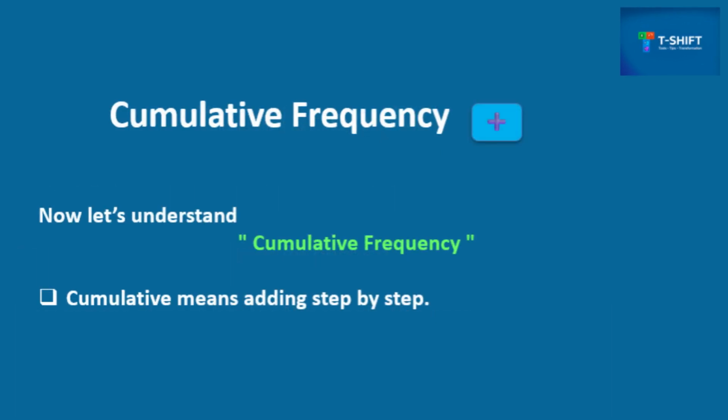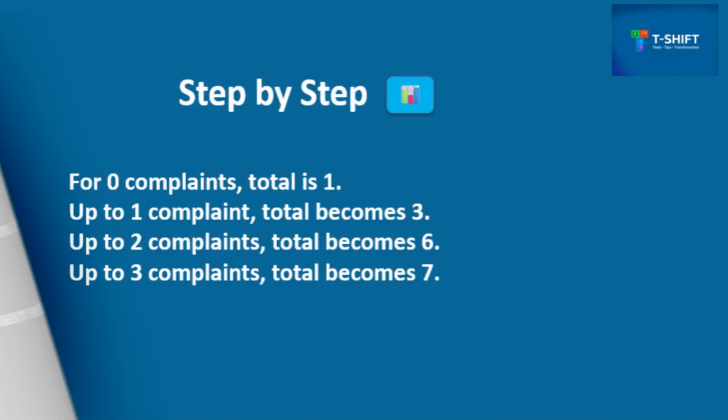And another type of frequency, that is cumulative frequency. Cumulative means adding step by step. We start from the lowest value. For 0 complaints, total is 1. Up to 1 complaint, total becomes 3. Up to 2 complaints, total becomes 6. And up to 3 complaints, total becomes 7.